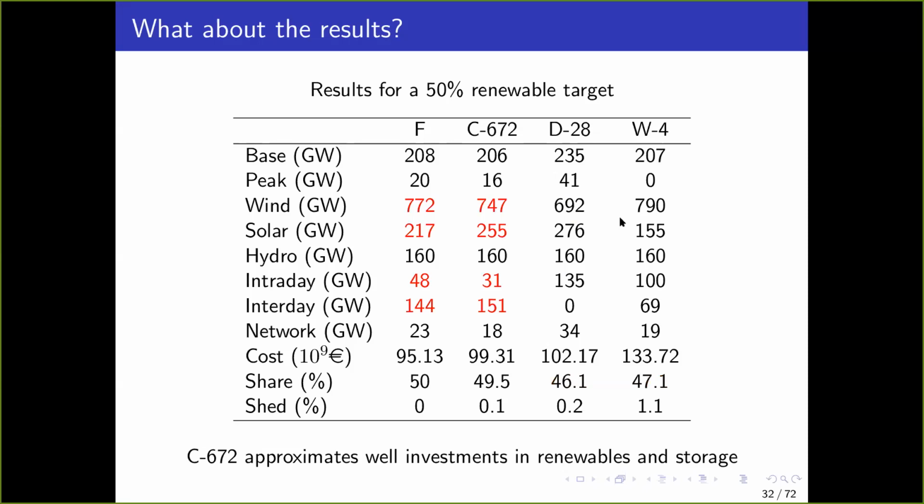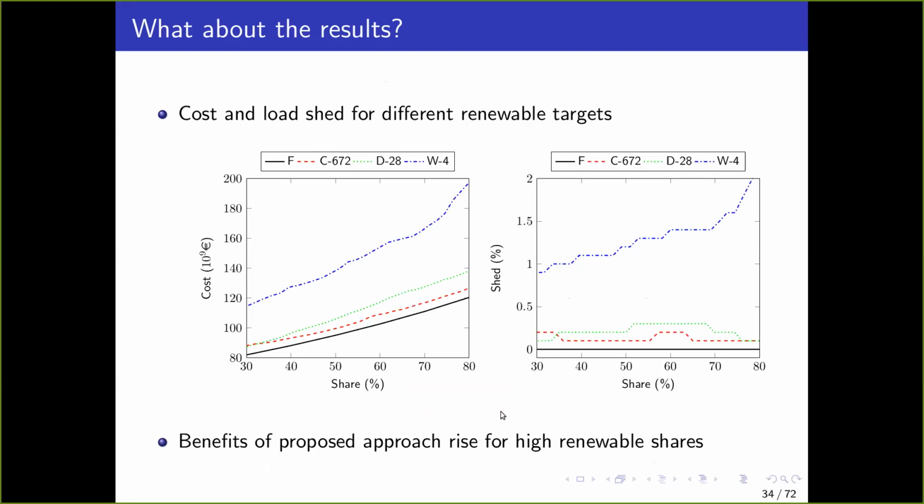And finally, the proposed approach, the chronological clustering, is approximating quite well the wind, solar, and storage investment if we compare it to the benchmark. And also the cost and share of renewables is almost equal to the benchmark, and the loss share is very low. So that seems a good thing.